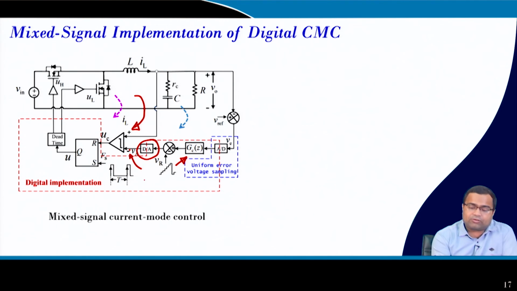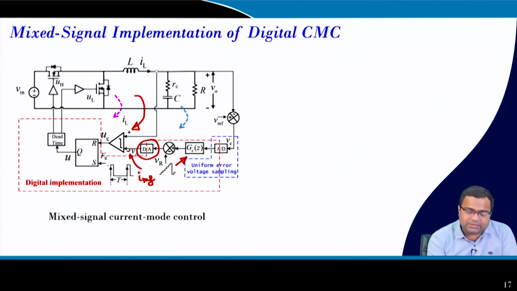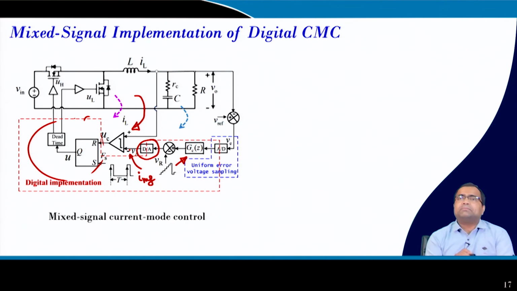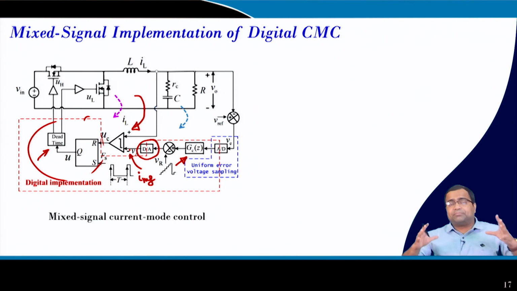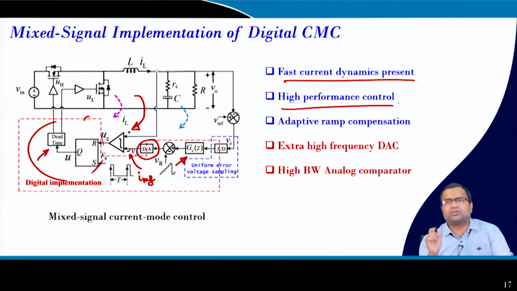So, here you can think of it as my reference peak current, and that is compared with the inductor current in the analog domain, which means we have an analog comparator, and then the comparator output is digital. Then we can put in a latch circuit, and the whole dead time, everything, is digital. So, we can adjust the dead time based on our load information and other information, right? Here the fast current dynamics is in the analog domain, high performance control can be implemented, and I will show you some case studies in a future lecture.